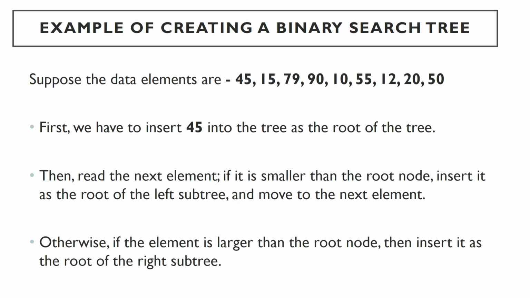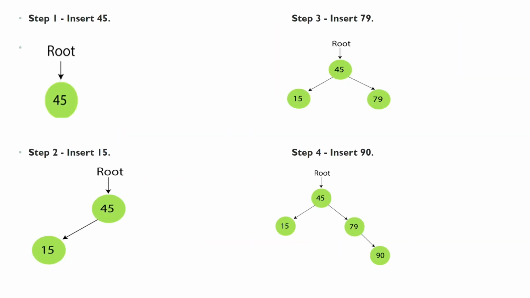Example of creating a binary search tree. Suppose the data elements are 45, 15, 79, 90, 10, 55, 12, 20, 15. First, we insert 45 into the tree as the root of the tree. Then we read the next element. If it is smaller than the root node, insert it as the root of the left subtree and move to the next element. Otherwise, if the element is larger than the root node, insert it as the root of the right subtree. So what will be the steps?